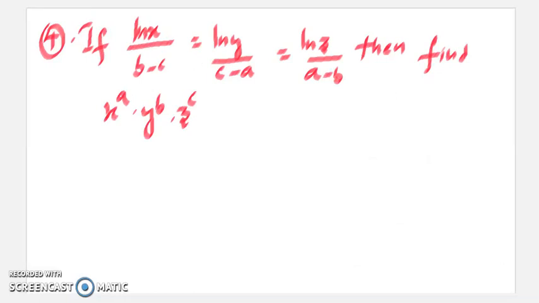Like problem number 3, problem number 4 can be solved like that. If ln x by b minus c is equal to ln y by c minus a is equal to ln z by a minus b, then find the value of x power a into y power b into z power c. This is the homework problem. All of you try it as problem number 3. You get the answer.